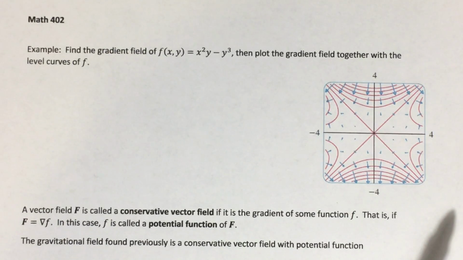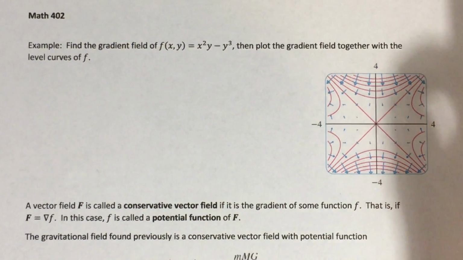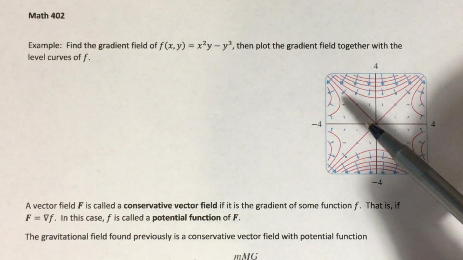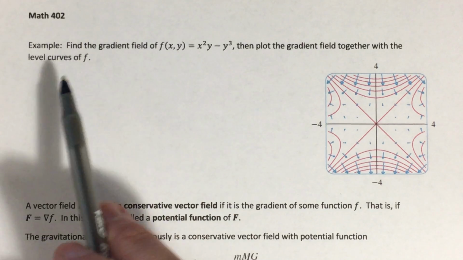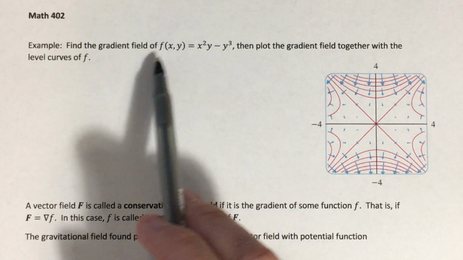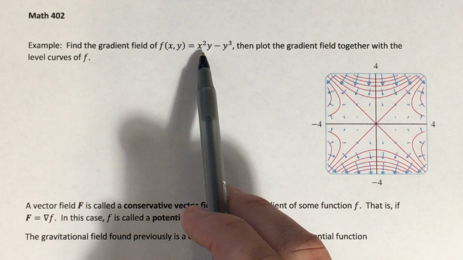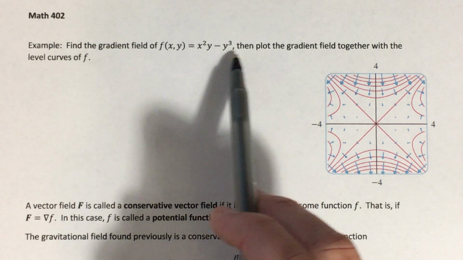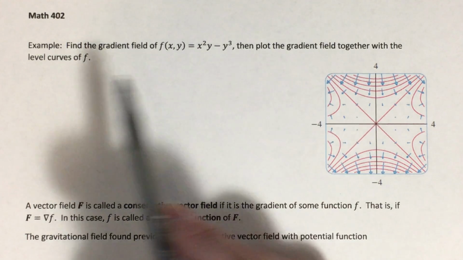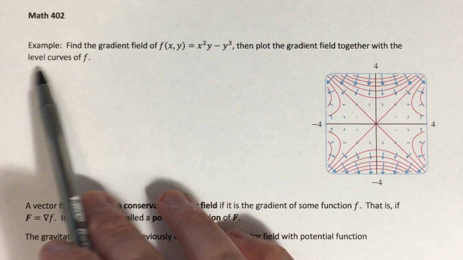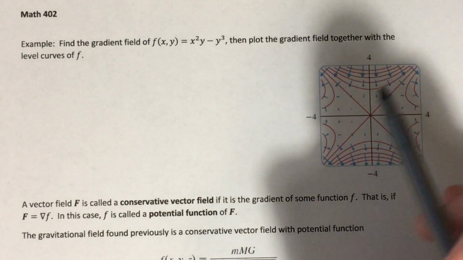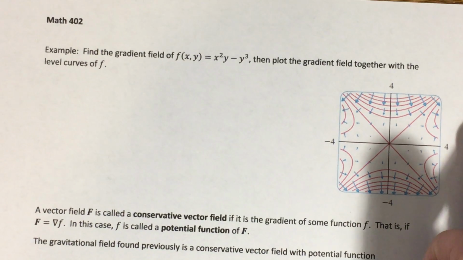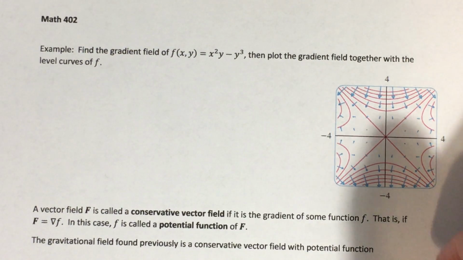This is another example out of your book. I wanted to use it because it gives a good diagram that would be difficult to draw by hand. But let's read this. So it says, find the gradient field of the function f of xy equals x squared y minus y cubed, and then plot the gradient field together with the level curves of f. Your book calls it a contour map, which is just another name for the graph of the level curves of some multivariable function. So let's start with the gradient.